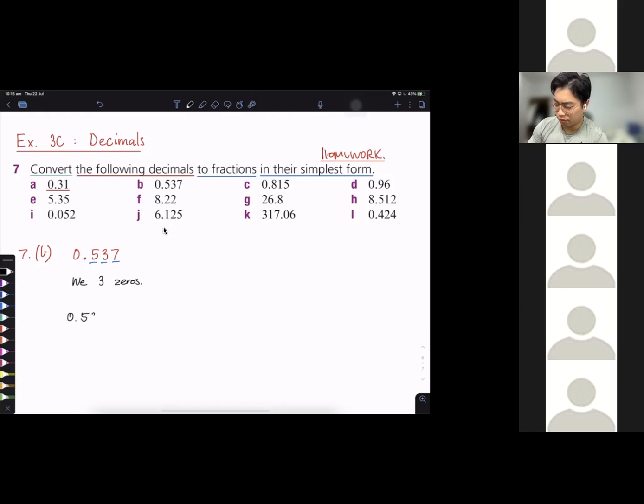So 0.537 is equal to, what's the number going to be in the numerator? 537. 537, that's correct, Angelina. And what's the number going to be at the bottom? 1000. 1000, because we need 3 zeros, okay? 1, 2, 3. You can see there. And I'm just going to write the lines here, 1, 2, 3, so you can make that connection that the 3 place values will mean 3 zeros.